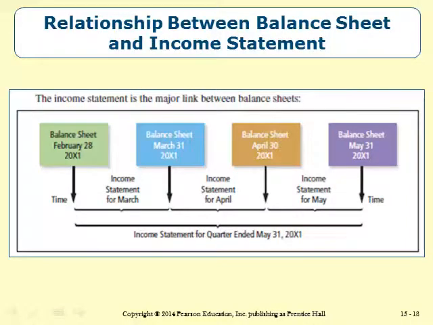So the income statement is the major link between balance sheets. Notice that each balance sheet is a snapshot at a point in time. In contrast, the income statement summarizes events during a period that caused changes in the stockholders' equity, specifically the retained earnings section of the balance sheet's stockholders' equity.